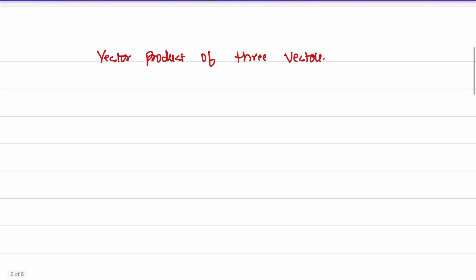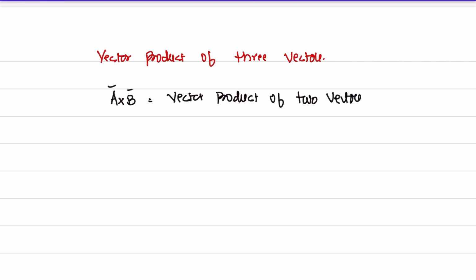Now in this, what is A cross B? That is equal to the vector product of two vectors. And this product is normal to the plane of vectors A and B. This is the main property of a cross product or a vector product.